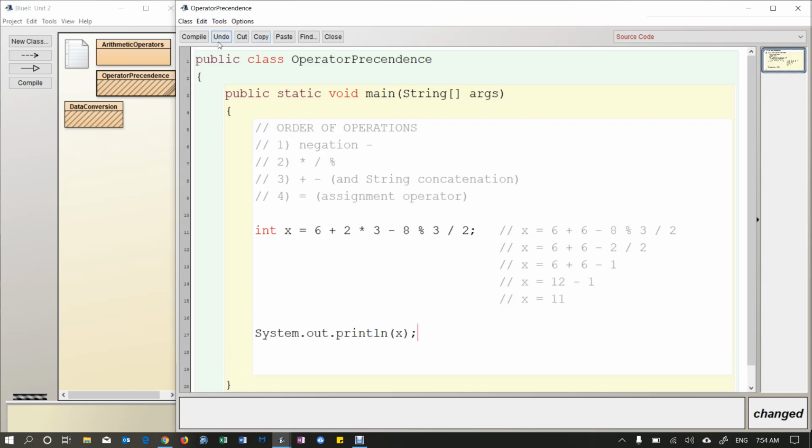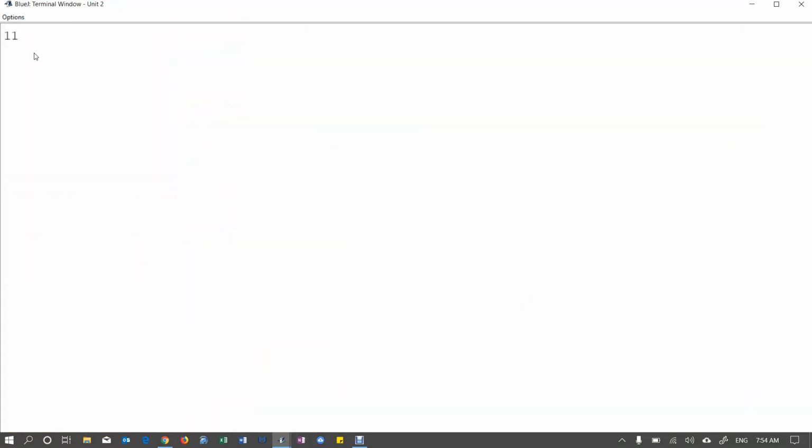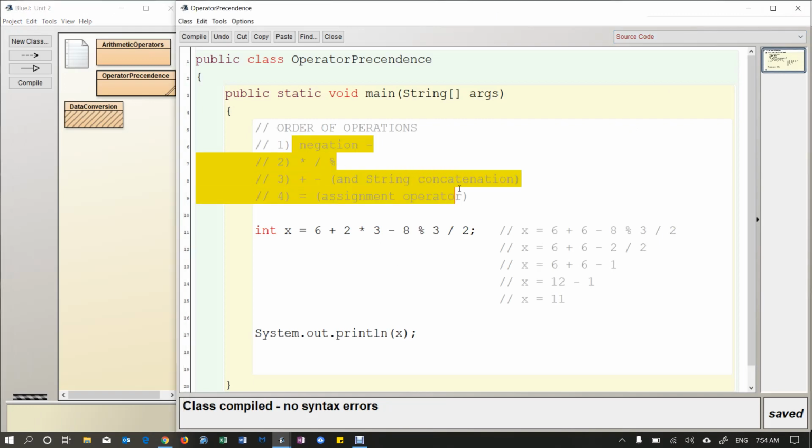Let's see if we got that right. So I'll compile and run it. And there we go. We got 11. So that's it. Make sure you know this order of operations, just in case we have a lot of operators on the same line.